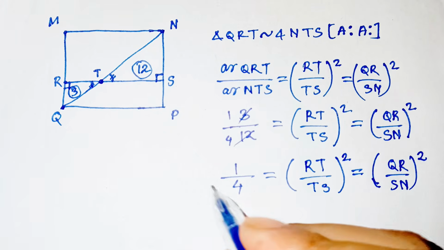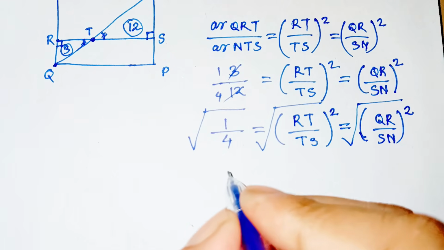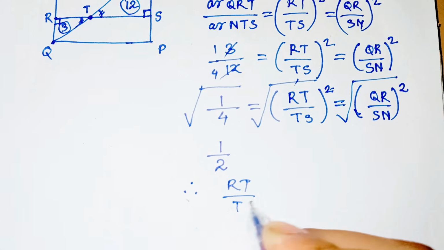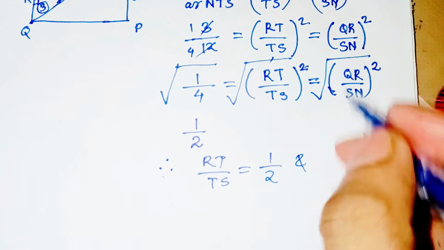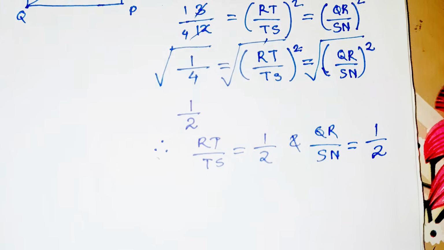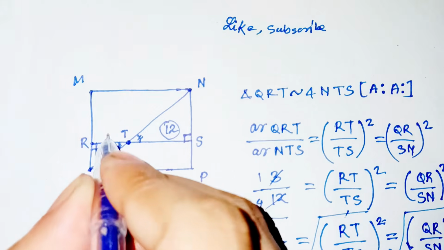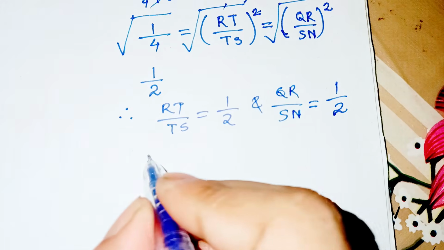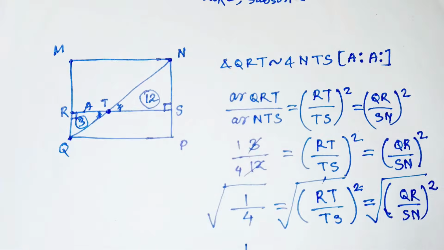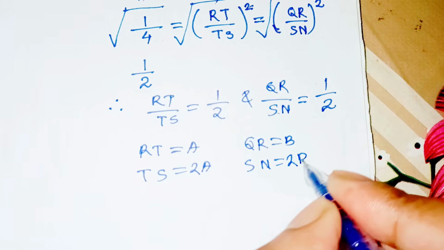To remove the square, we simply take the square root of both sides. The square root of 1 divided by 4 is 1 divided by 2. So we now have RT divided by TS equals 1 divided by 2, and QR divided by SN also equals 1 divided by 2. Let's introduce some variables to make the remaining calculations easier. Let RT be equal to A. Since the ratio is 1 to 2, TS must be equal to 2A. Similarly, let QR be equal to B. Then SN must be equal to 2B.